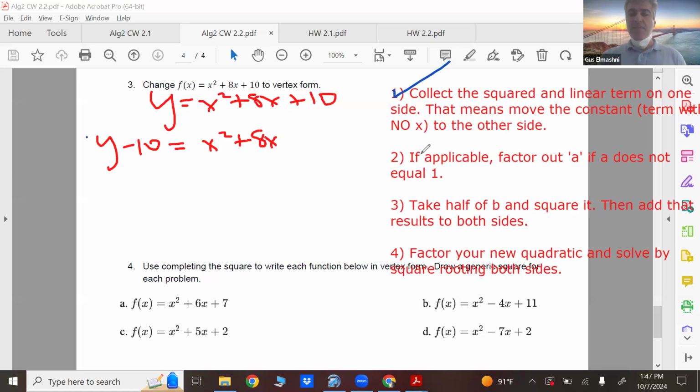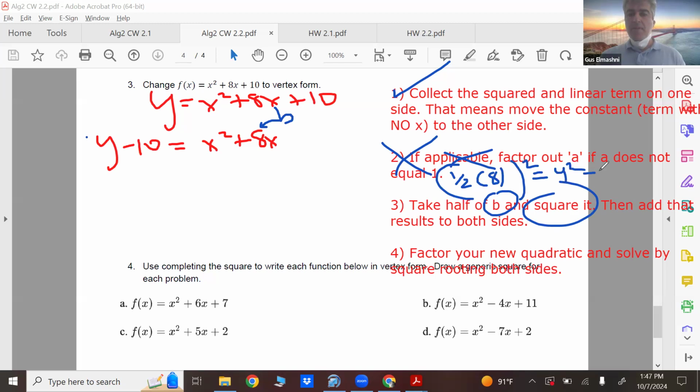All right. So I've done this. I don't need to do this because it's not applicable, right? So I have x squared plus 8x on one side, y minus 10 on the other side. Now take half of b and square it. My b value is 8, right? What's half of it squared? 16. I mean, you're right on the right track when you say 4. So you add 16 on both sides.